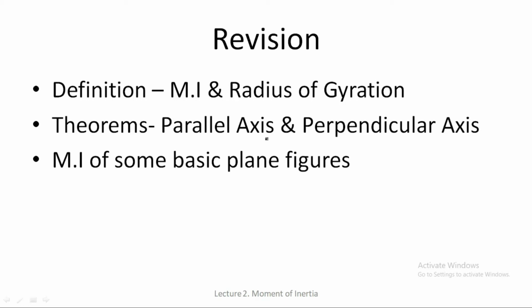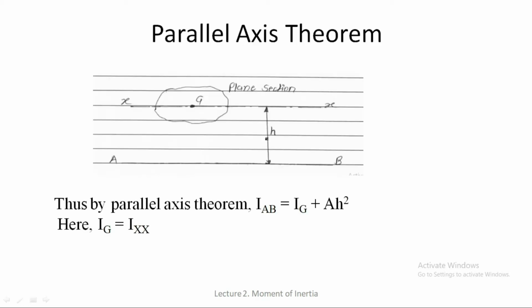Just to revise it once again, let us go through the parallel axis theorem. I will not be explaining the parallel axis theorem here because I have already explained that in our previous lecture, but we'll go through the formula. What is the formula of the parallel axis theorem? I_AB is equal to I_G plus A h square. Where is AB? You can find A here and B here. The line joining A to B is AB, so this axis is axis AB.